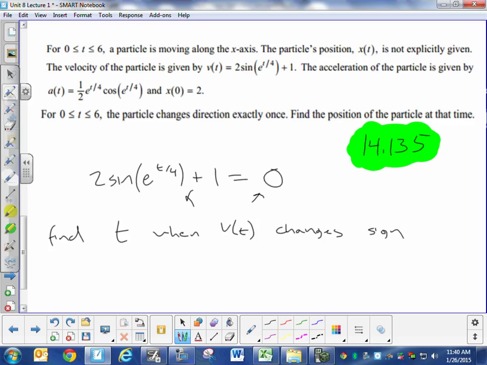Yep. Yes, rounded to the third decimal place. Scroll over to the specific one you're looking for, and then they'll give you the right one.